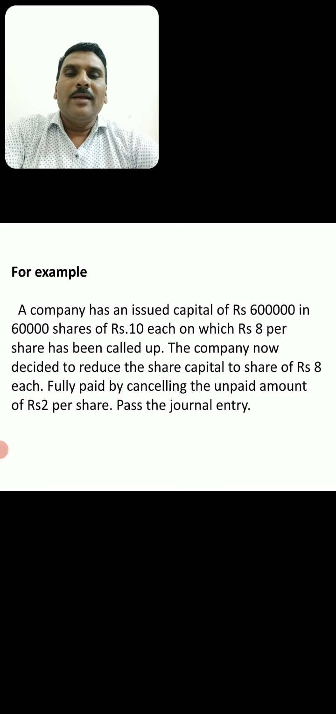So here now the company will cancel the balance 2 rupees, that is uncalled capital or uncalled face value. The company will cancel the uncalled face value. So here rupees 2 is uncalled face value. Such face value is cancelled and the already paid, that is called up capital or called up face value, rupees 8, only becomes fully paid shares.